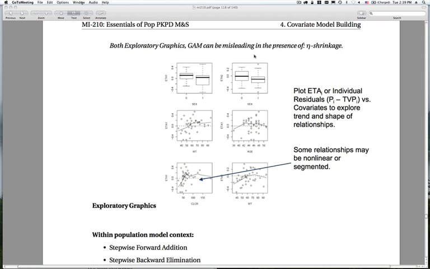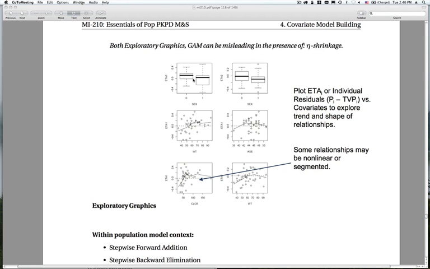So here's an example of looking at an eta for clearance and an eta for volume, the left column and the right column respectively. And we're viewing it versus sex, versus weight, and versus creatinine clearance. And then we have a third one here. We're looking at eta 1 for clearance versus age. And then eta 2 for volume versus weight. So this allows us to explore relationships.